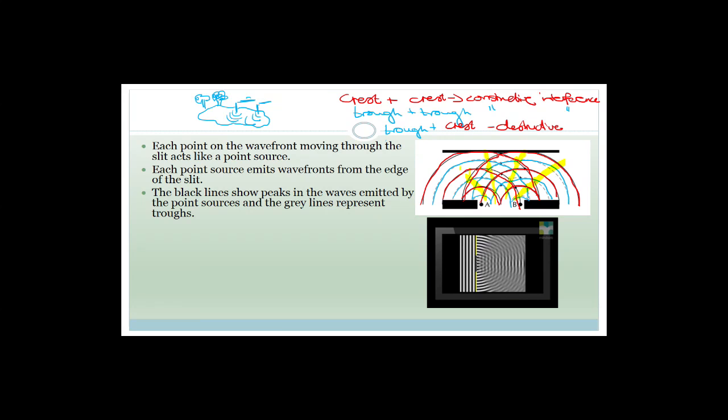So those lines there, the yellow lines, are called nodal lines. They are called nodal lines. So the yellow patches are total destructive interference.